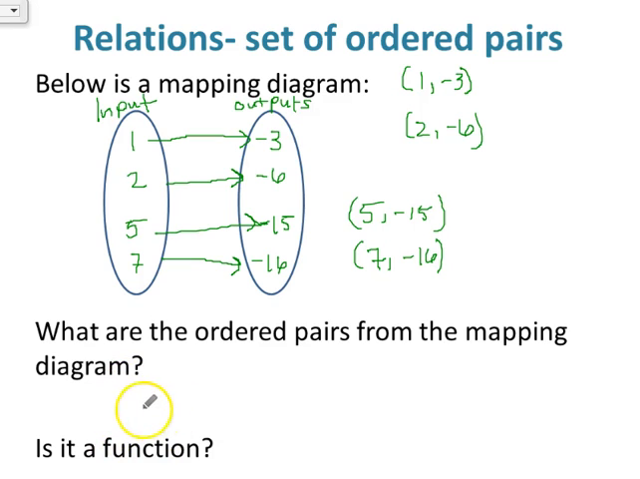So looking at this relation in the mapping diagram, are the ordered pairs from the mapping diagram a function? So we already wrote these down up above. Is that a function? Really what you should do is start by looking at your outputs. Remember, there should only be one output to every input. And in this case, there is. So that means that yes, this is a function.